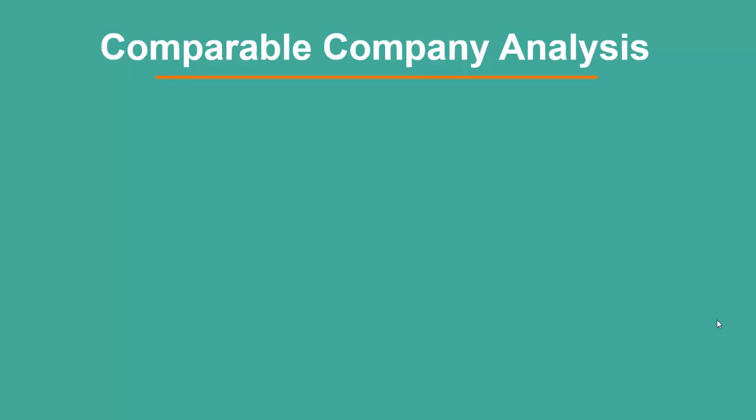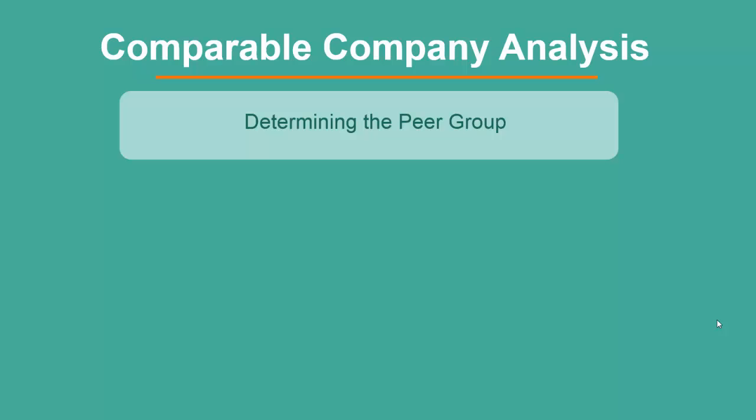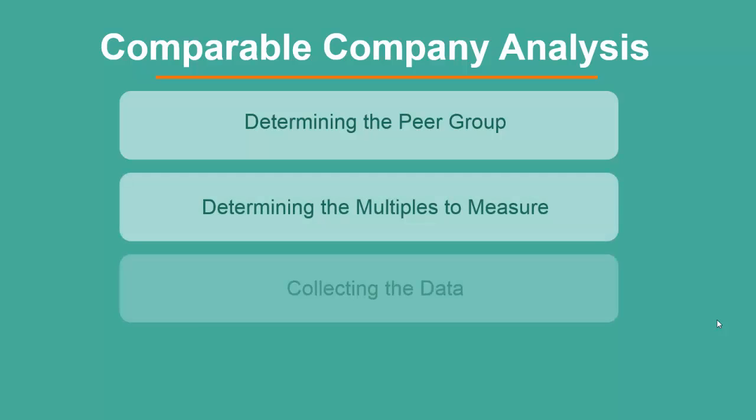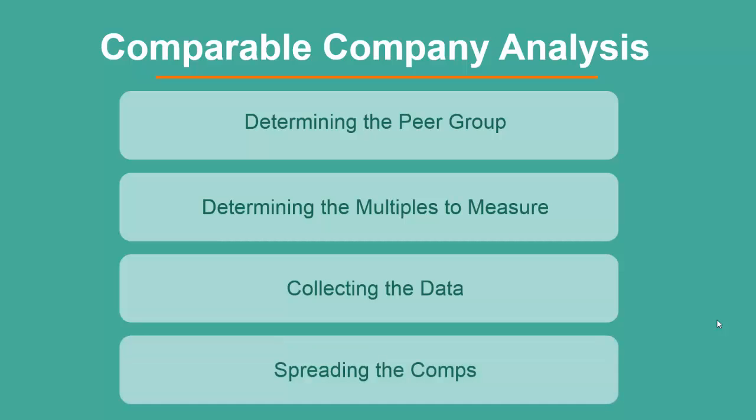When you're doing a comparable company analysis, there are four primary steps: determining the peer group, determining the multiples to measure, collecting the data, and finally spreading the comps.